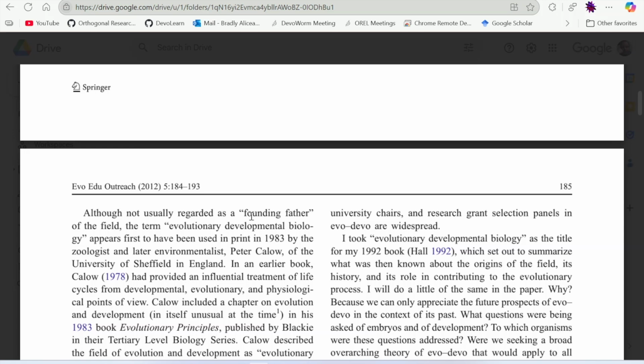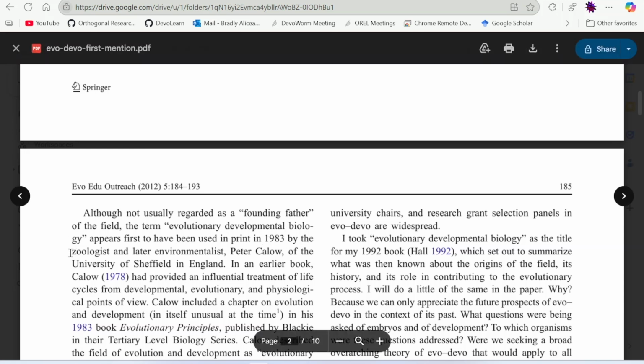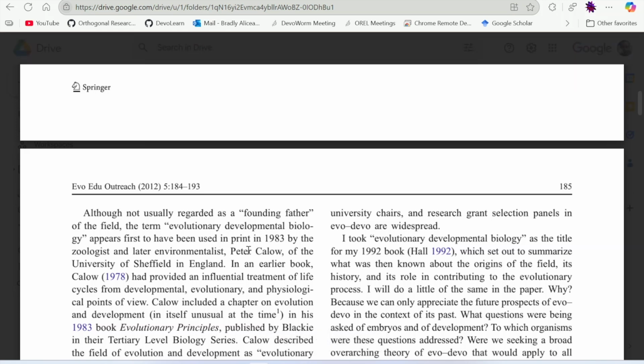But the term evolutionary developmental biology appears to first have been used in print in 1983 by the zoologist and later environmentalist Peter Calow. So Peter Calow maybe is the founding father, so to speak, of the field, but again, there are people working in the area. Maybe they used the term Evo-Devo and maybe they didn't, but I think there's a trend, you could say, from Waddington about bringing evolution and development more closely aligned.